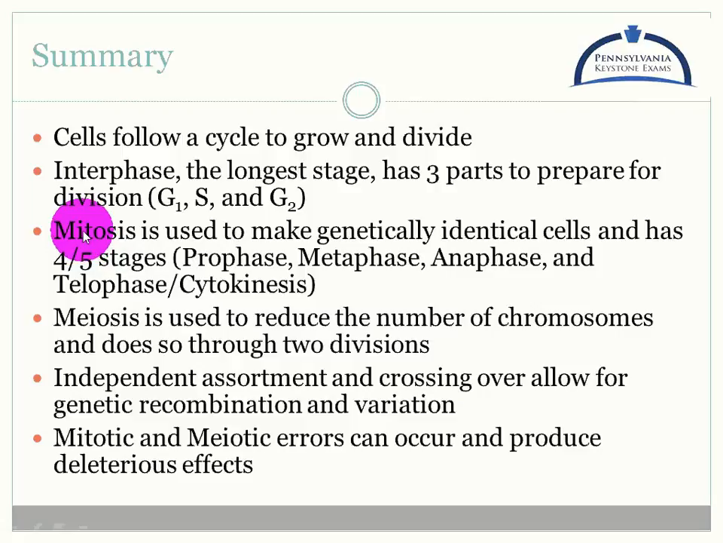If we don't want to make genetically identical cells and we want to reduce the chromosome number, we're going to use meiosis. And there's a meiosis 1 and a meiosis 2. Independent assortment can happen, and that allows us to have genetic differences, as well as crossing over. And that process is not perfect, and it can cause some bad effects through non-disjunction, where those errors occur.